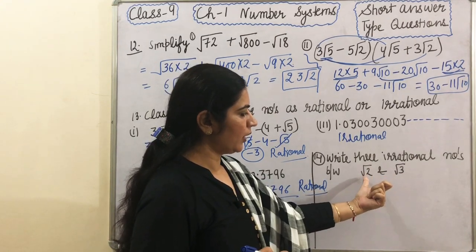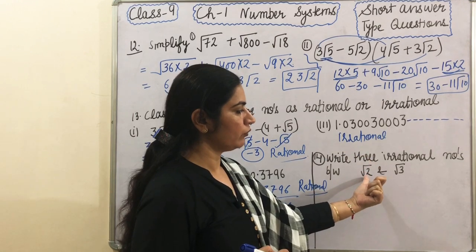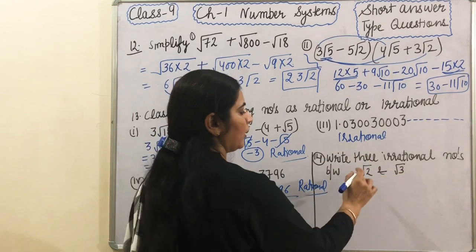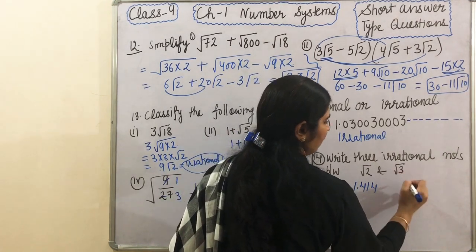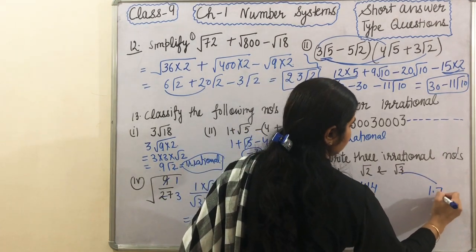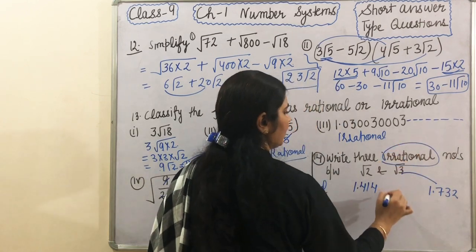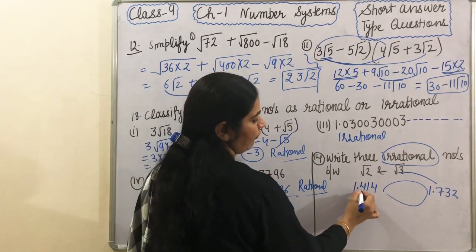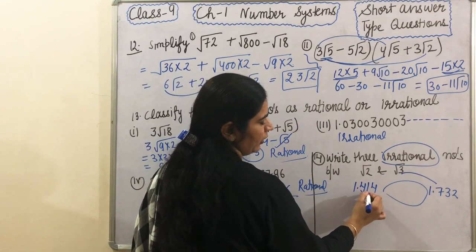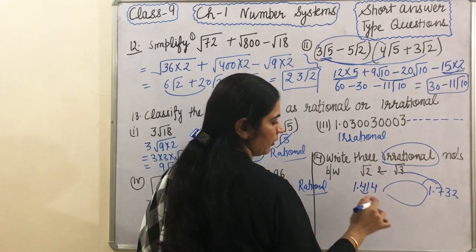You all are able to find the value in 8th standard. You learned how to find the value of root 2 and root 3. We know the value of root 2 is 1.414 and the value of root 3 is 1.732. We have to find an irrational number lying between these two numbers. The number should be after 1.41 and before 1.7. Any number you can write down.